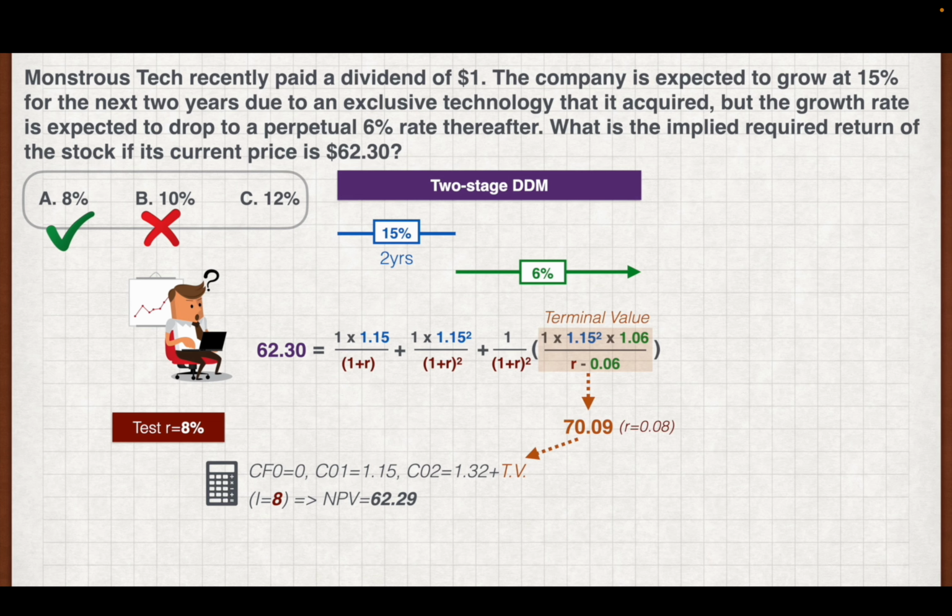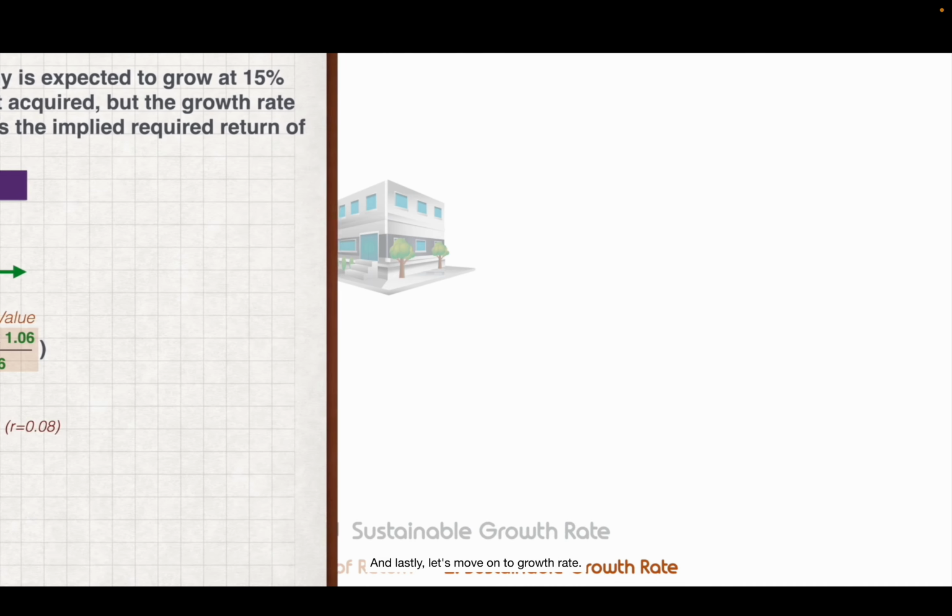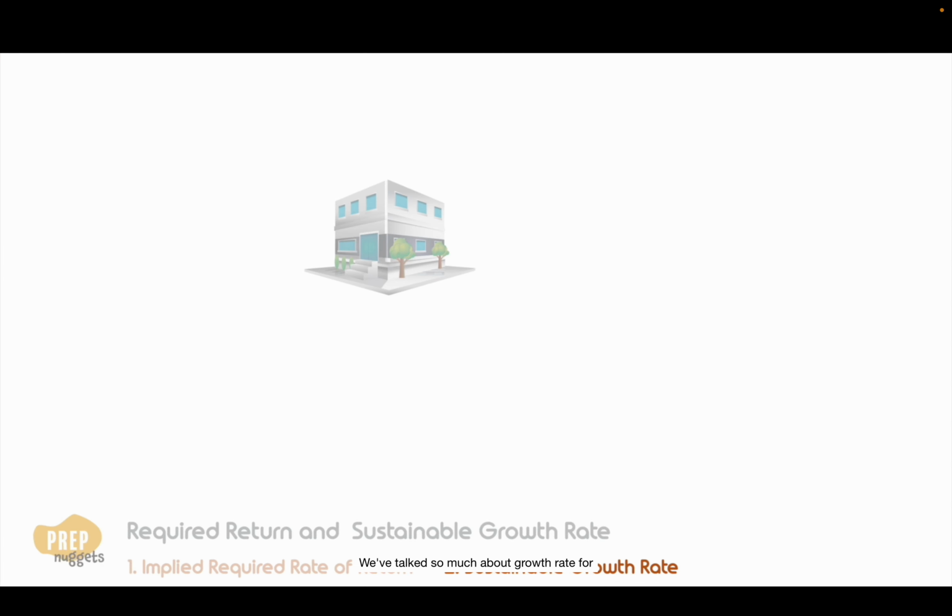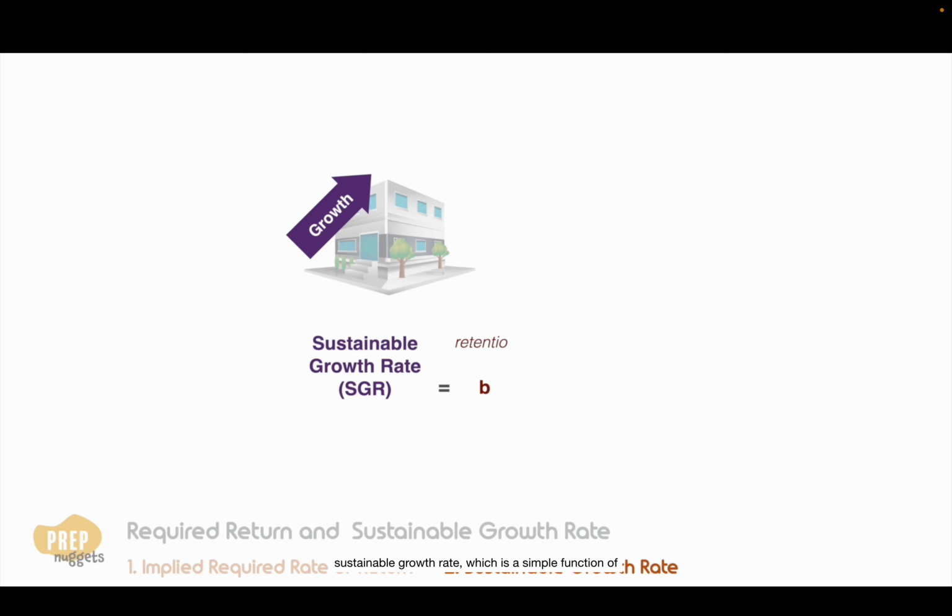And lastly, let's move on to growth rate. We've talked so much about growth rate for dividend discount models, but how do we estimate a reasonable growth rate for a company? One simple way is to calculate the firm's sustainable growth rate, which is a simple function of the earnings retention ratio and the return on equity. It's not hard to understand this.